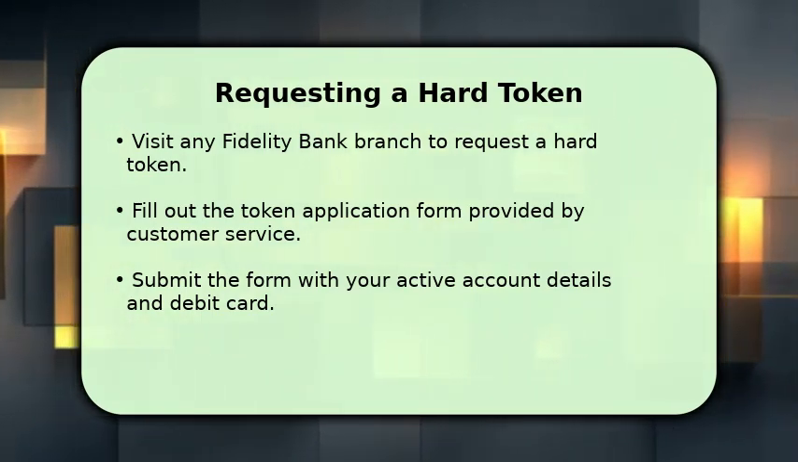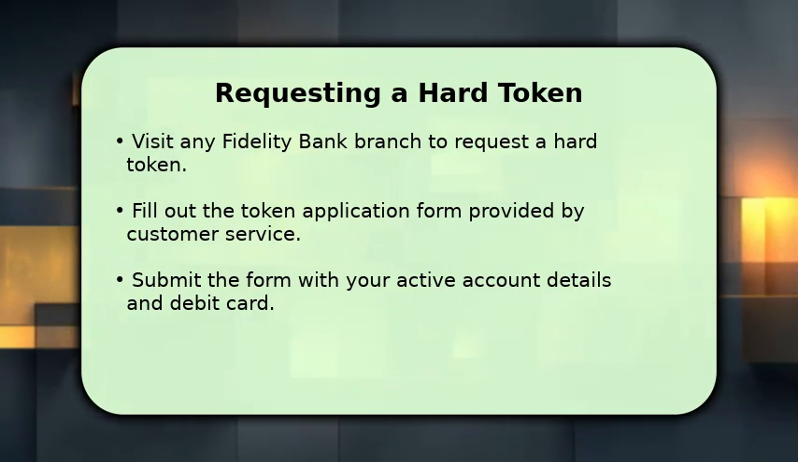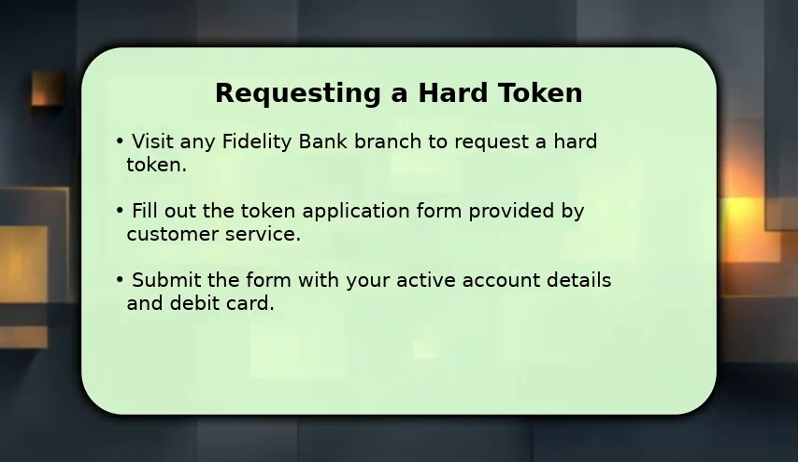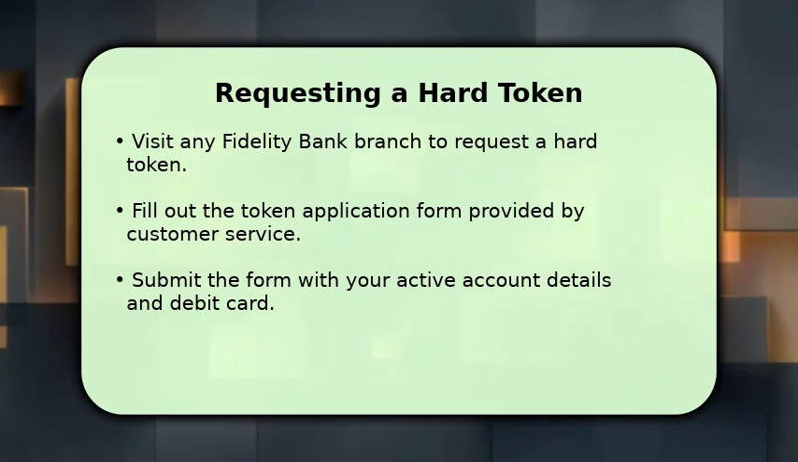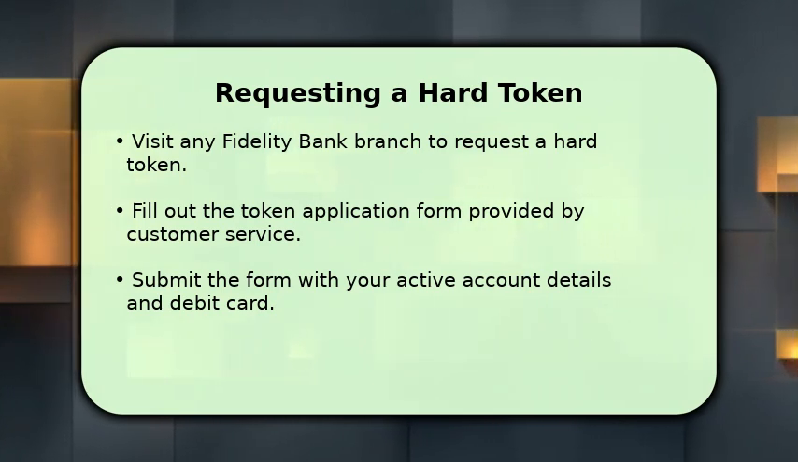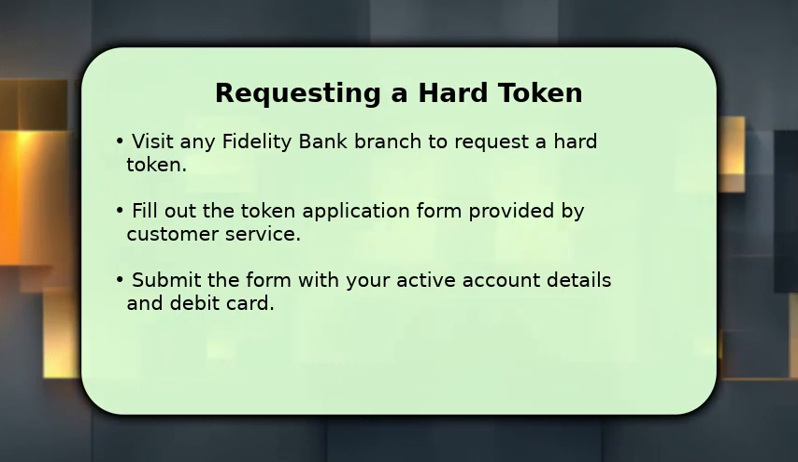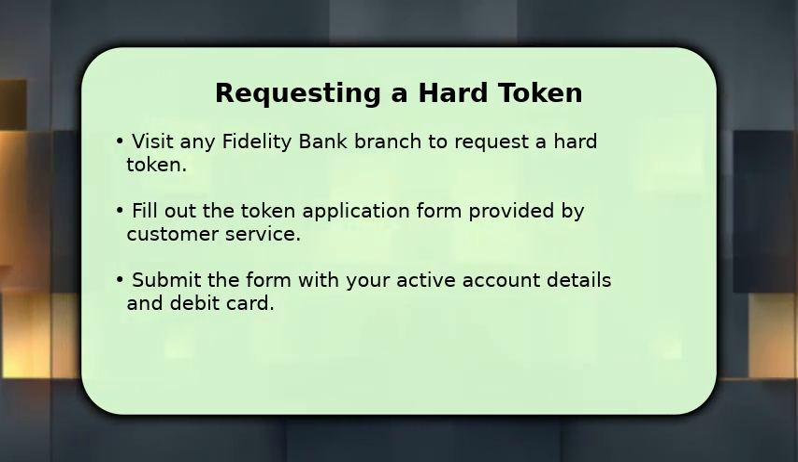If you prefer a physical device, you can request a hard token. To do this, visit any Fidelity Bank branch that is convenient for you. At the customer service counter, ask for the token application form. You will need to fill out this form accurately and submit it along with your active account details and a valid Fidelity Bank debit card. The bank will then process your request.